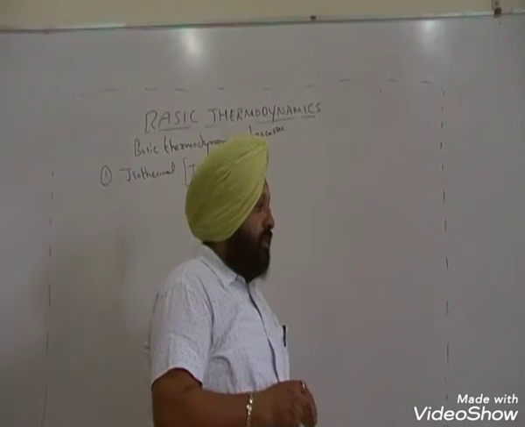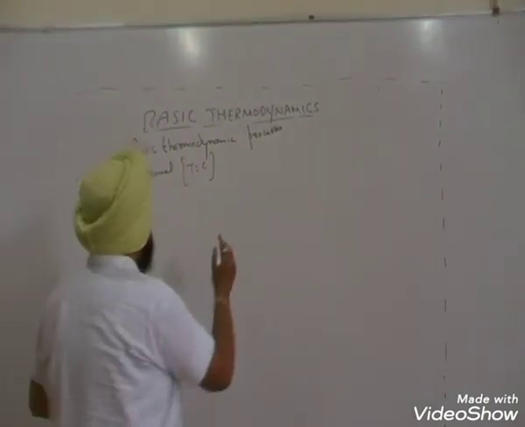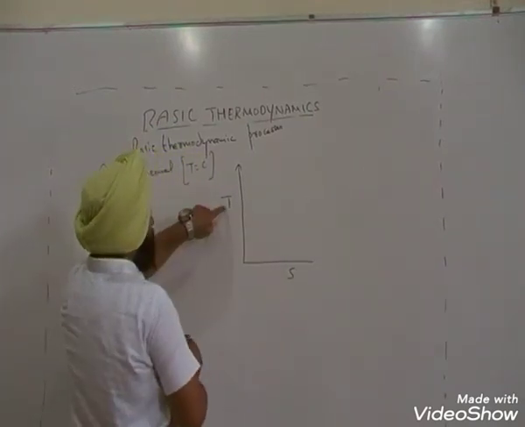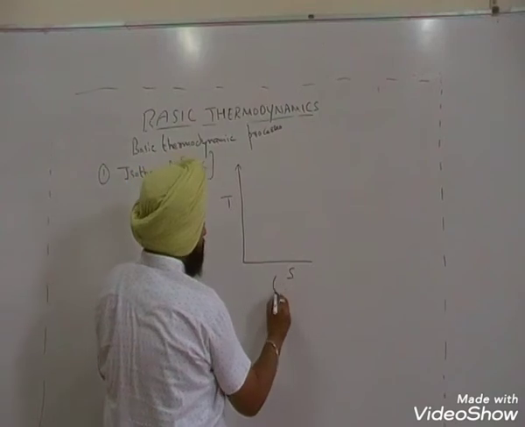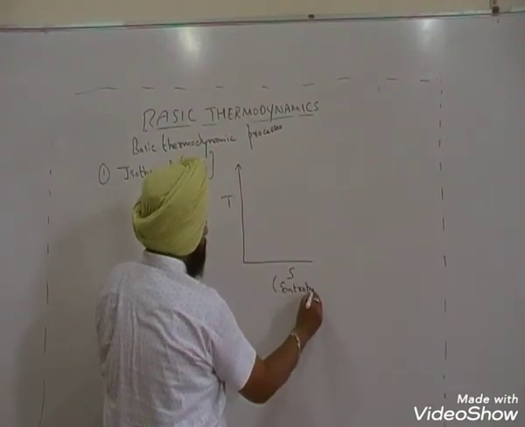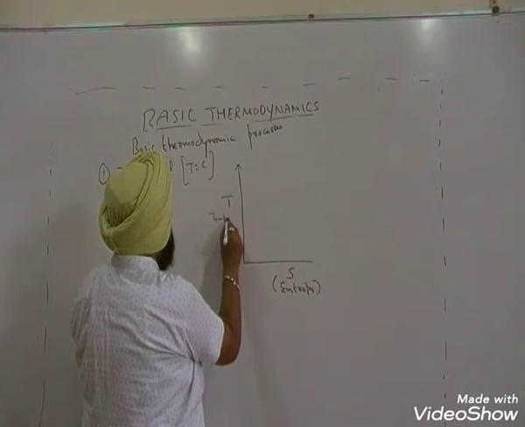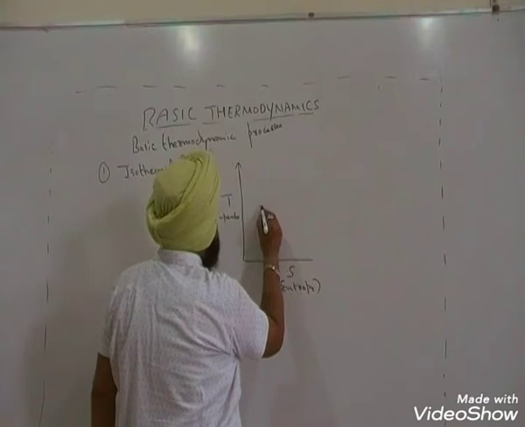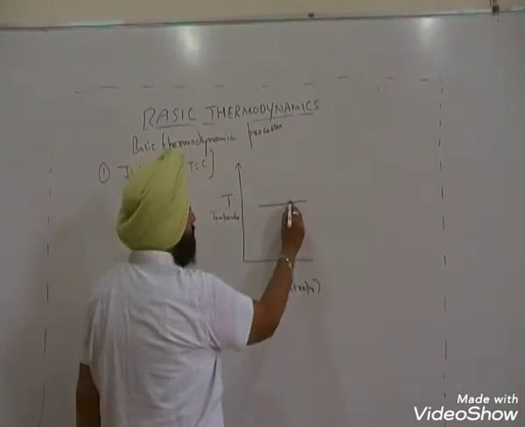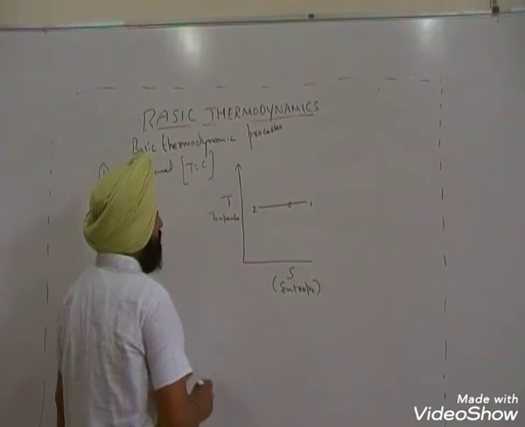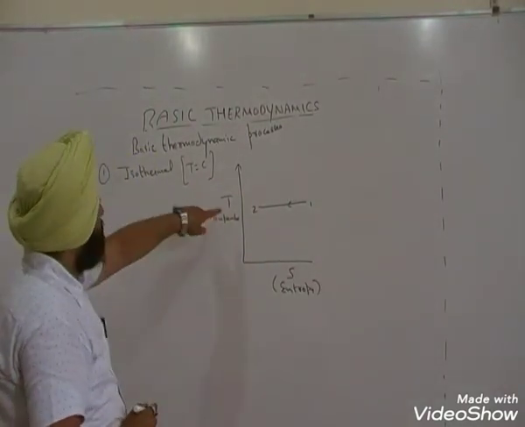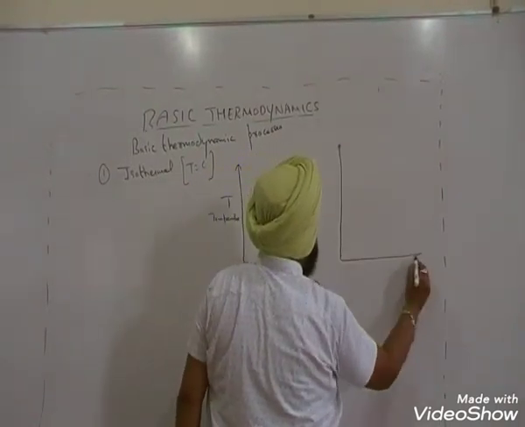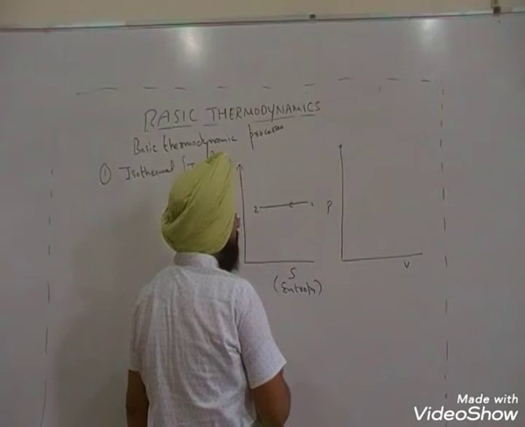Earlier I have told that entropy is represented by S. So I am drawing temperature. T stands for temperature, S stands for entropy. In case of isothermal process, the temperature remains constant in the process. Suppose process is 1, it is moving to 2. So in isothermal process, the temperature remains constant. Pressure and volume diagram.